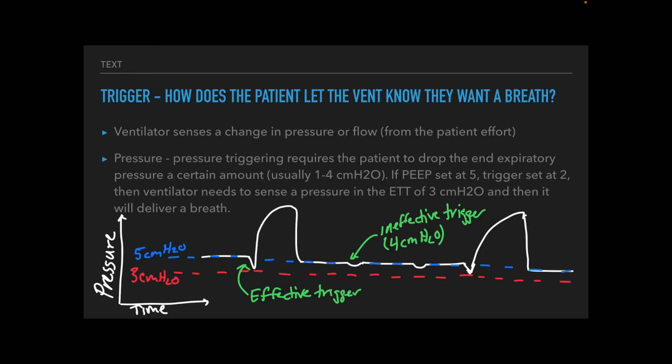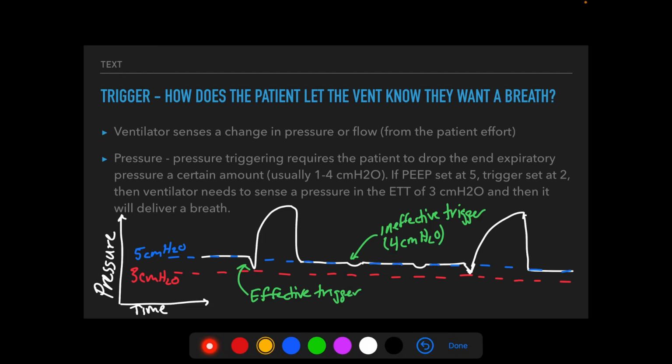I'll try to break it down with this little schematic I drew. First off, note we have our pressure and time. Those are our axes. We have our PEEP set at 5 centimeters of water. We have our trigger set at 2. That means the patient has to drop that pressure to 3 centimeters of water. When the vent senses a pressure of 3 centimeters of water, 2 centimeters below its normal PEEP of 5, it says, oh, the patient just tried to trigger a breath. I'm going to help them out and fire off a breath.